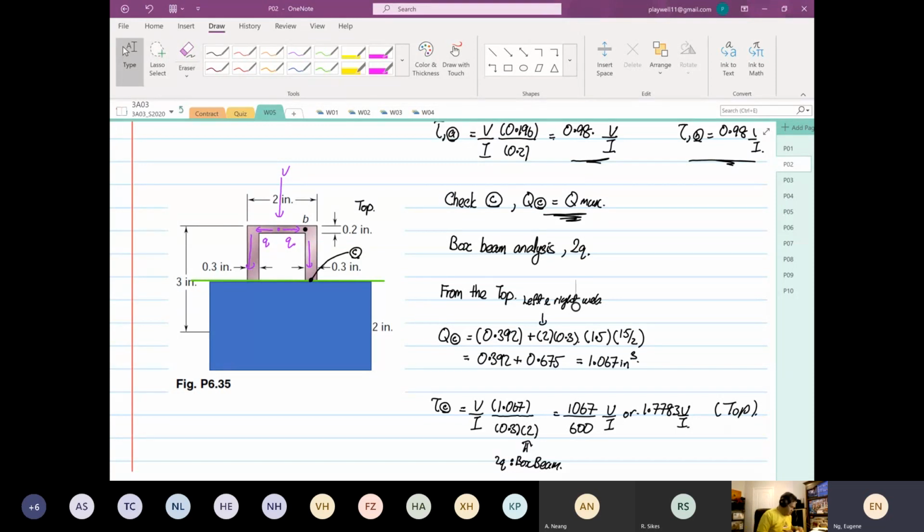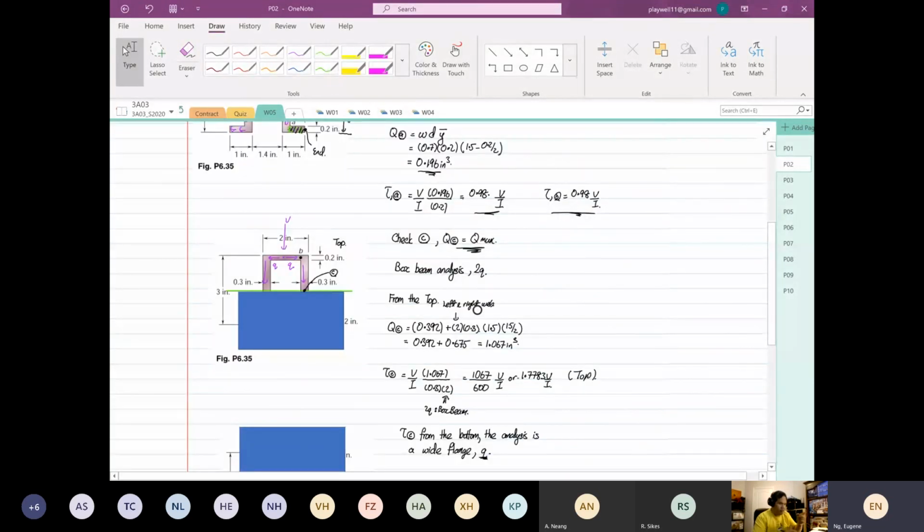Good questions. Okay, now the next one I'm going to do, over here, we happen to be able to identify when to use a box beam and when to use a wide flange. The difference is whether it is Q or 2Q. That's the critical part.